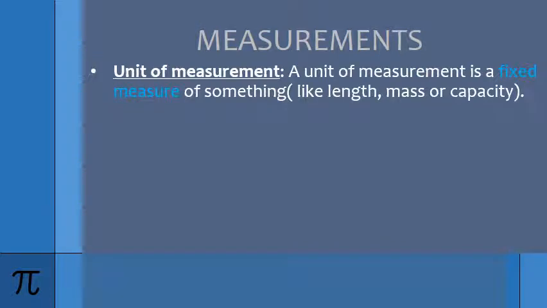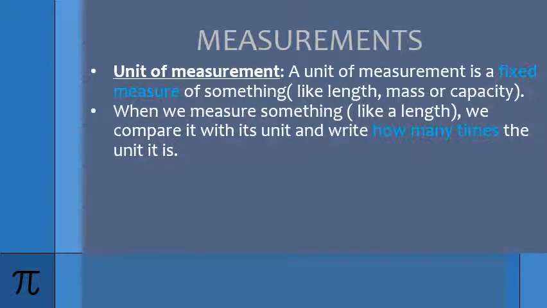Children, you have already learned the concept of measurement in your previous class. So, let us do a bit of revision and understand what we mean by unit of measurement. Well, a unit of measurement is a fixed measure of something like length, mass or capacity. When we measure something like a length, we compare it with its unit and write how many times the unit it is.